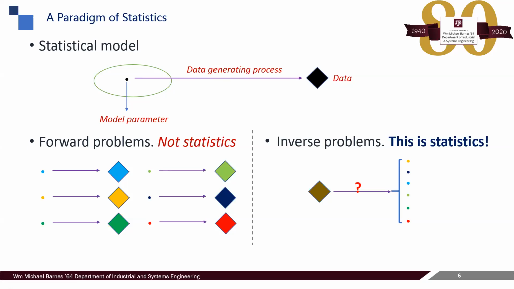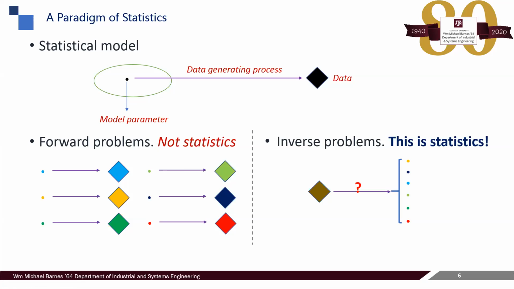So now we have two directions. We have parameter and we have data. If we consider the forward direction from parameter to data, that's what we call the data generating process, or sometimes we just call it stochastic simulation. This is definitely not statistics, because once you know the model, for example, a normal distribution with mean 0 and variance 1, then how to sample the data from this distribution is of this kind. So it is not statistics.